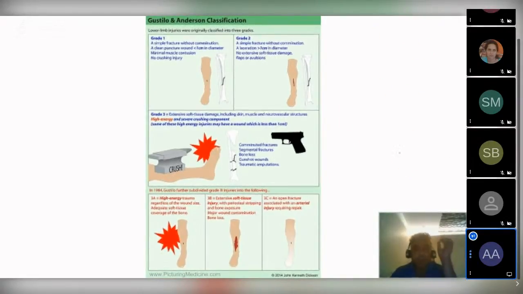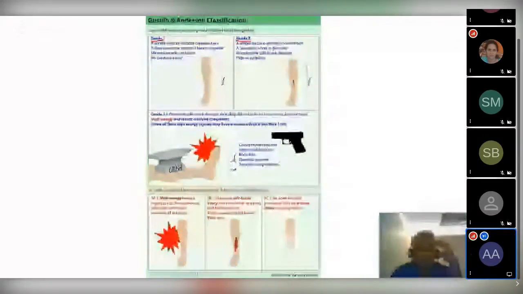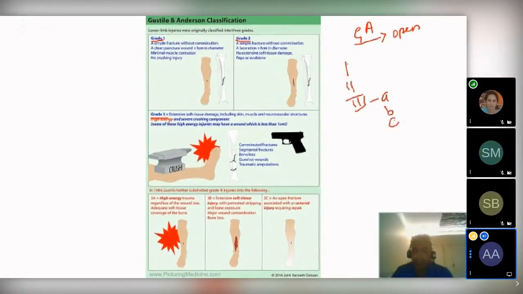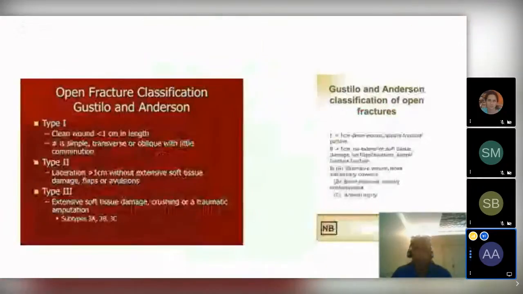Even though this slide appears very busy, please don't be disheartened or disappointed. Grade 3. Okay, I will come there. But please remember, Gustilo-Anderson is a classification for open fractures. It is classified into 3 types. The third is A, B, C. I will simplify that further in my next slide. Okay.